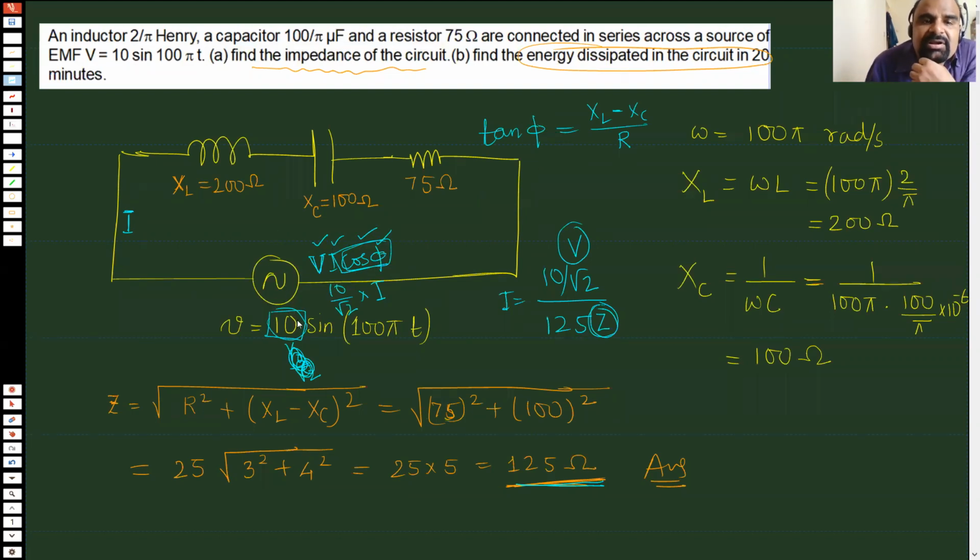Now where is this power consumed? Well, as I said yesterday, no power is consumed by the inductor. No power is consumed by the capacitor. Power is only consumed in the resistor. So what is the power consumed in the resistor? It is I square into R, where this I is the RMS current. And the RMS current we have already found. So this will be the power consumed in the resistor.